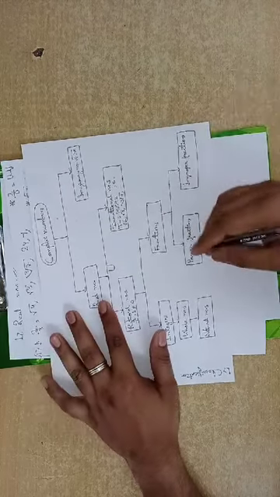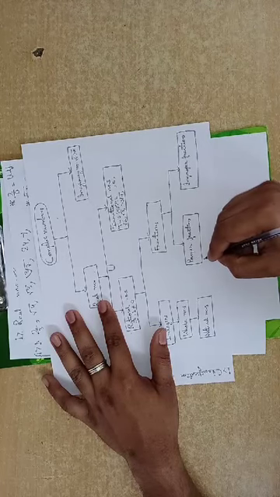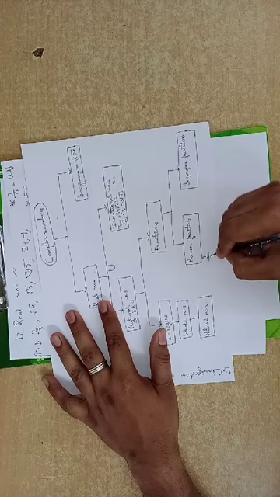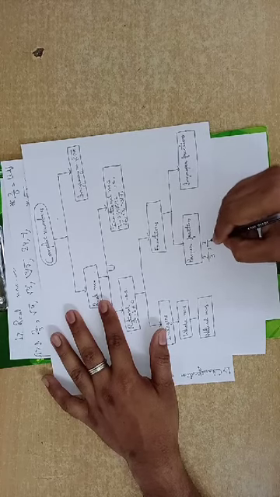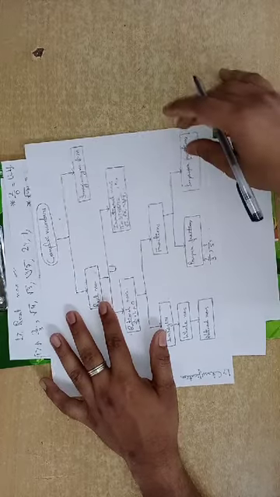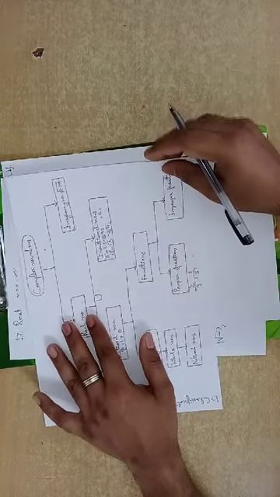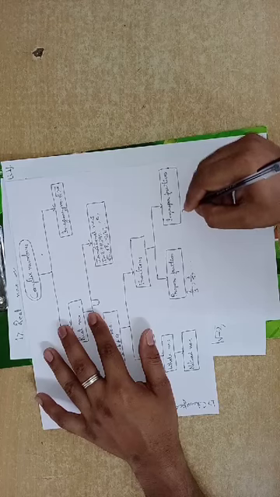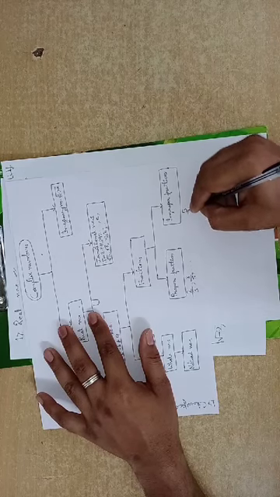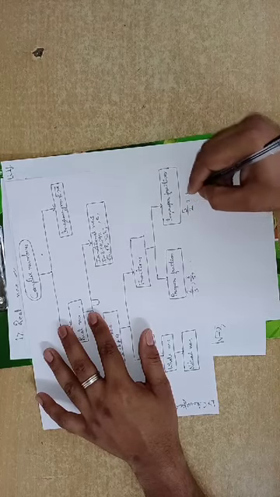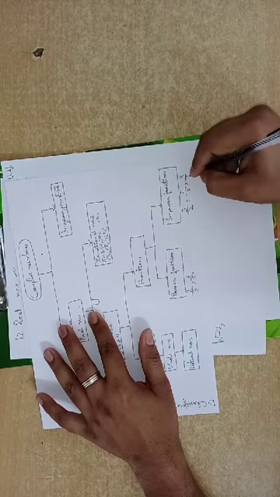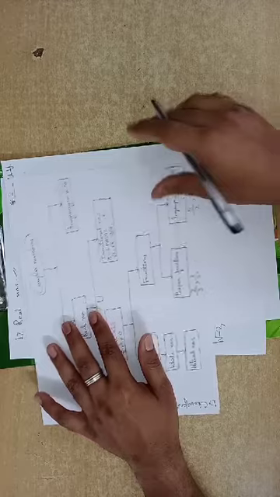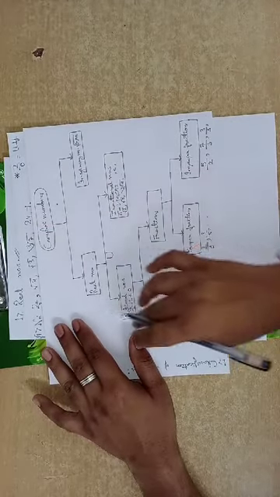What is a proper fraction? It is a fraction where the value in the numerator is less than the value in the denominator, like 2 by 3, 3 by 5, and so on. What is an improper fraction? In an improper fraction, the value in the numerator is greater than the value in the denominator, like 5 by 2, 7 by 3, and 3 by 3, which we can also say is an improper fraction. Okay, so we have completed this tree diagram.